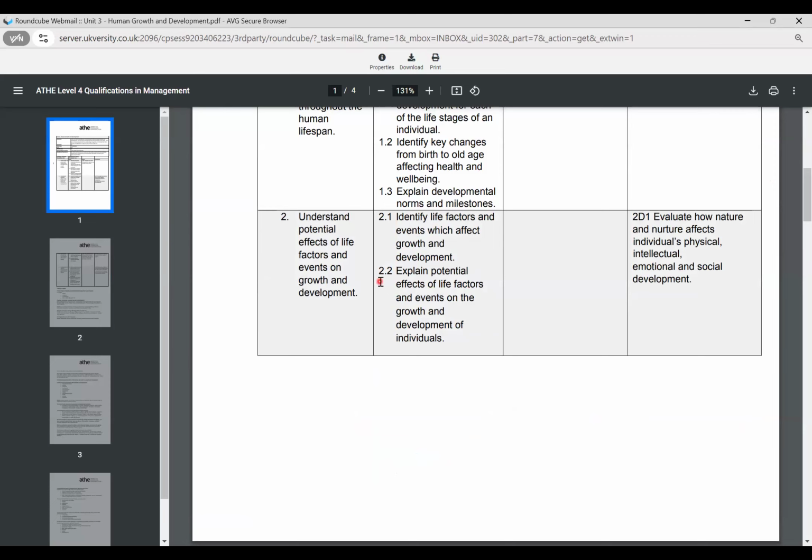Your second outcome was to understand the potential effects of life factors. There were different life factors, different life experiences and events that we had shared that have an impact on growth and development. You are to identify life factors and events which impact growth and development. This is to achieve a pass only. And you are to explain the potential impacts or effects of life factors and events on the growth and development of individuals. In order to gain a distinction, you would want to evaluate how nature and nurture affect an individual's physical, intellectual, emotional, and social development.